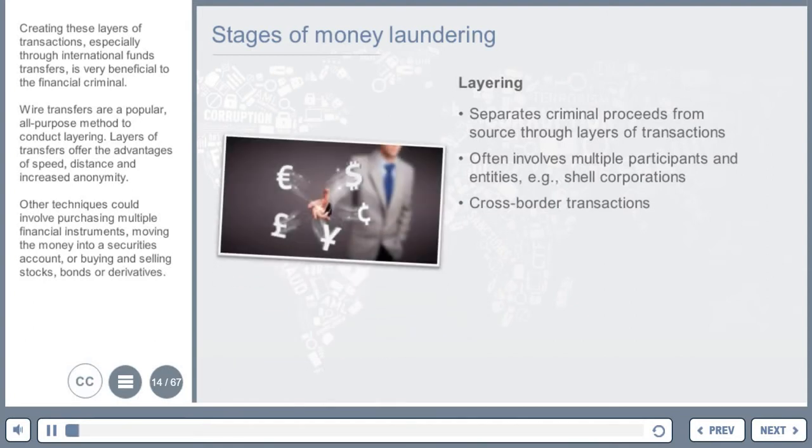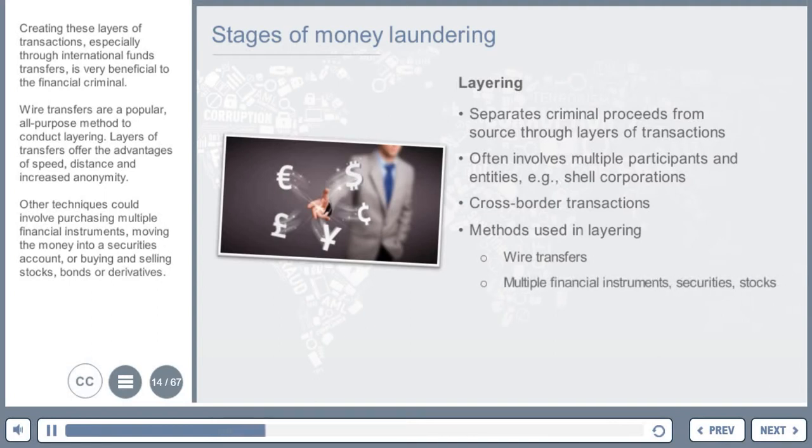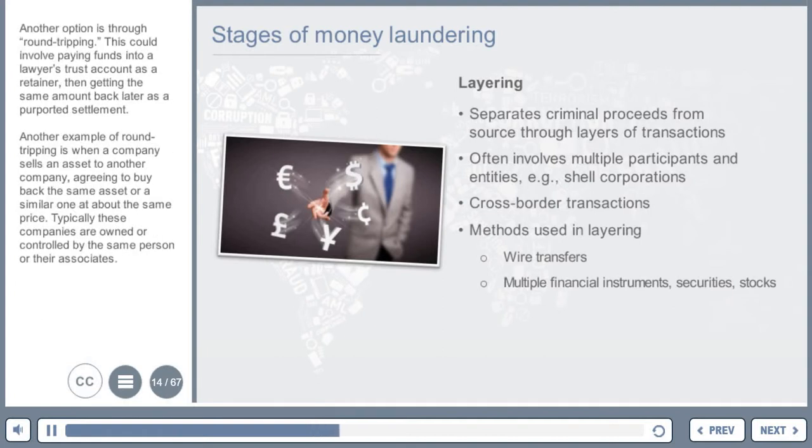Creating these layers of transactions, especially through international funds transfers, is very beneficial to the financial criminal. Wire transfers are a popular, all-purpose method to conduct layering. Layers of transfers offer the advantages of speed, distance, and increased anonymity. Other techniques could involve purchasing multiple financial instruments, moving the money into a securities account, or buying and selling stocks, bonds, or derivatives. Another option is through round-tripping.